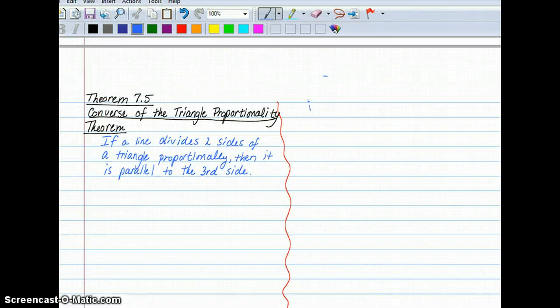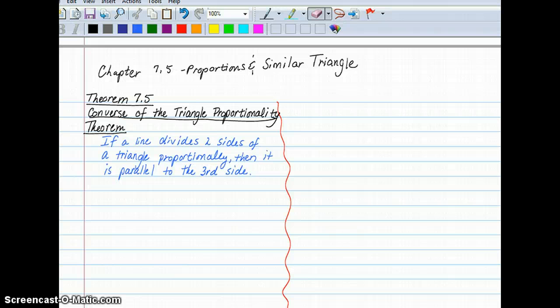Okay, theorem 7.5, which is from chapter 7.5, proportions in similar triangles. It's the converse, meaning the opposite of the triangle proportionality theorem. If a line divides two sides of a triangle proportionally, then it is parallel to the third side. So let's look at a diagram of that.